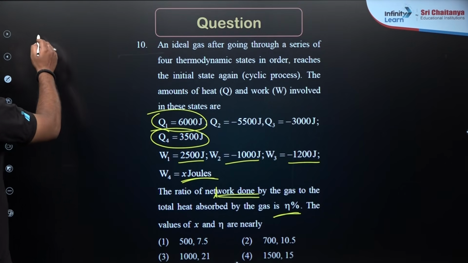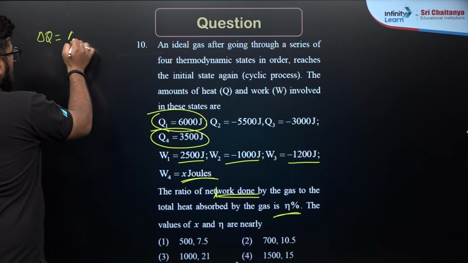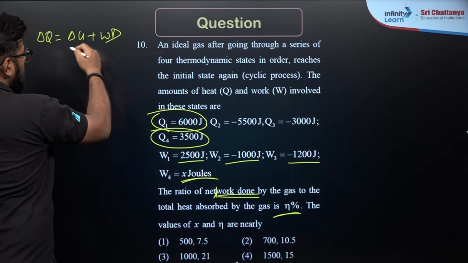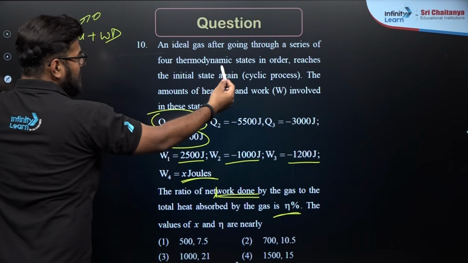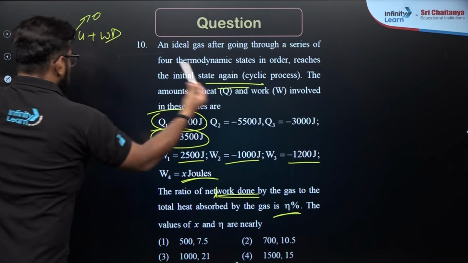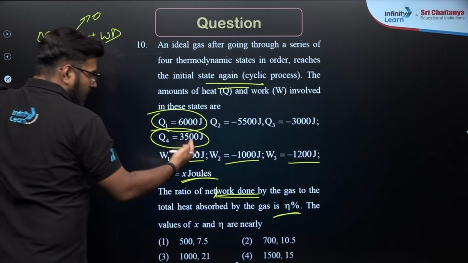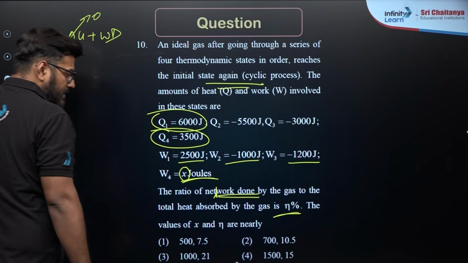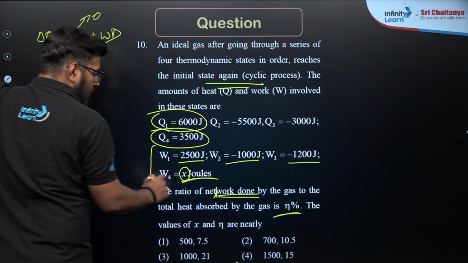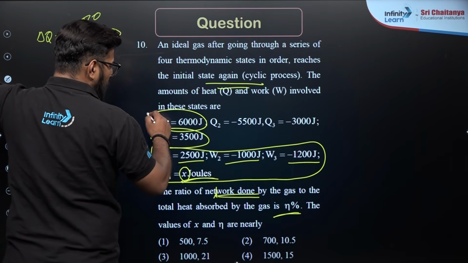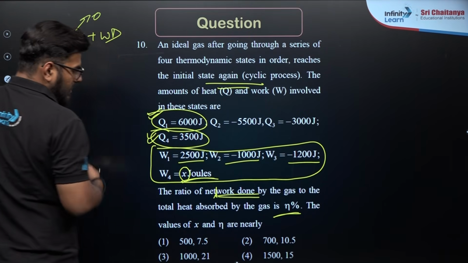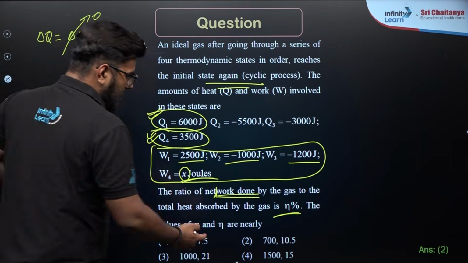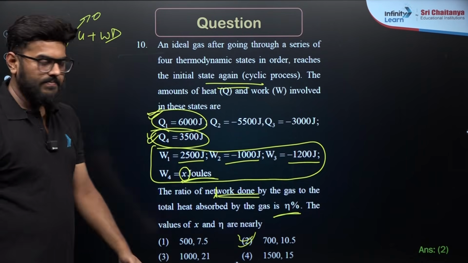So see, simply delta Q will be equal to delta U plus work done according to first law. Now delta U is 0 because this is a cyclic process. That means you add all of the heats and you add all of the works, they both will be equal. So through that you will get the value of X. And once you have got the value of X, add all these work done and divide only by this Q1 and Q4. You will get the efficiency. Okay, so based on that, option number 2 will be correct, right?